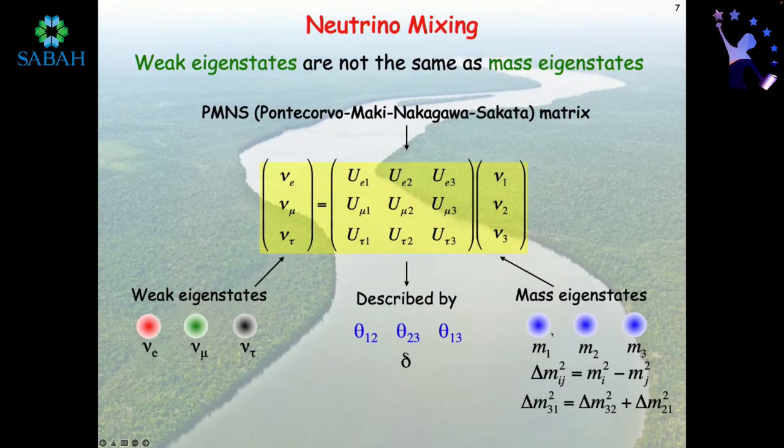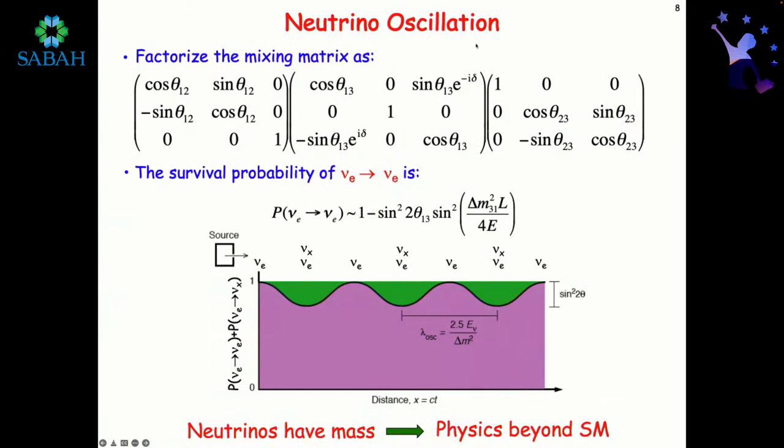Now, using these three mass eigenvalues, typically we define something we call the mass square difference, defined as the mass square of one of the mass eigenstates minus the mass square of the other eigenstates. And because we have only three kinds of neutrinos, there is an equation governing the mass squares, as shown here. Now, through the parametrization of the mixing angles and the phase, we can describe neutrino oscillation.